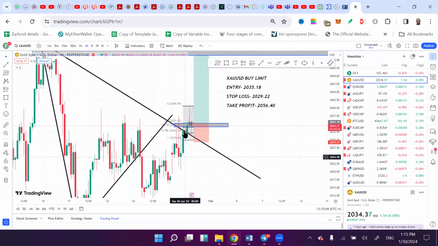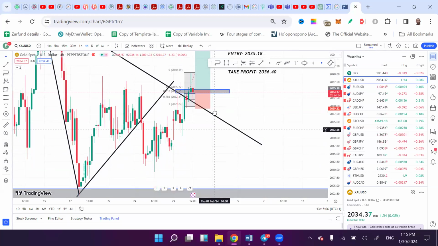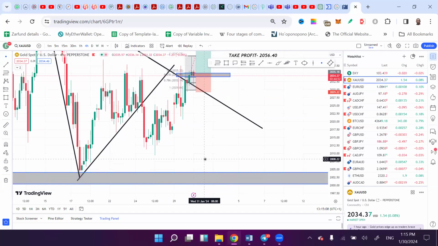Normally, if this trend line wasn't broken, we'd be expecting gold to sell. The analysis we did over the weekend, we're expecting price to sell to somewhere around the 2002 support level. But over the weekend, there was a particular news event that happened.